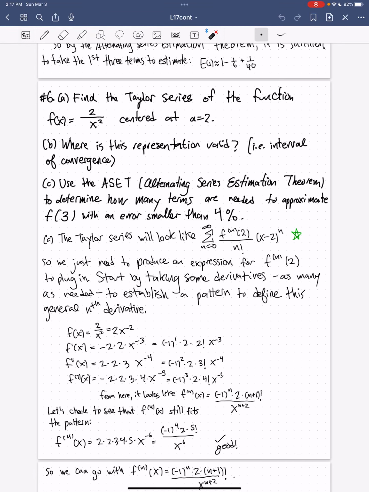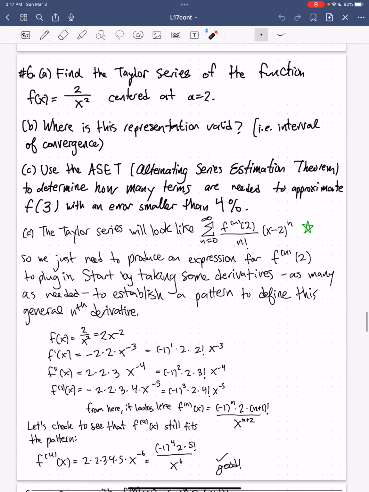Here we have example number 6. So we're given the function f of x is equal to 2 over x squared, and we're told to find the Taylor series of this function centered at a is equal to 2. Then we need to find where that representation is valid, which is the same thing as the interval of convergence, and use the alternating series estimation theorem to determine how many terms are needed of a partial sum or of a Taylor polynomial in order to approximate f of 3 with an error smaller than 4%.